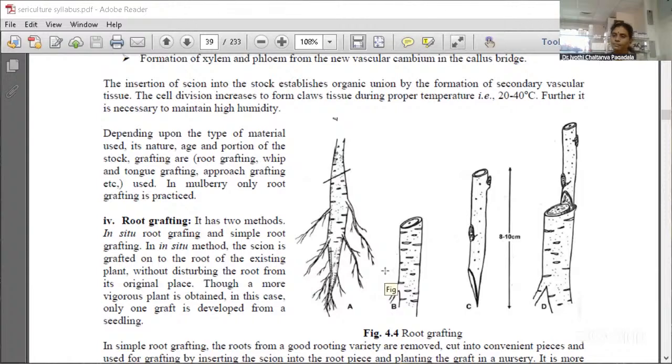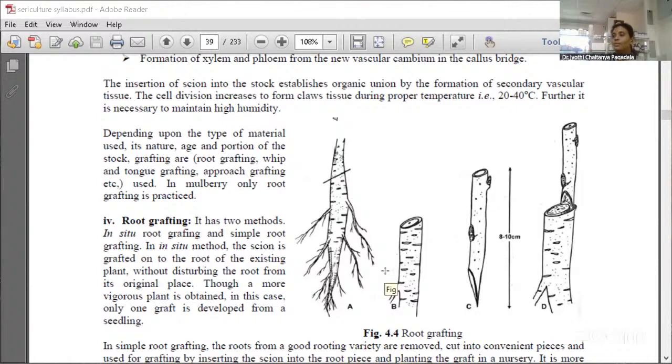Root grafting has two methods. One is in situ root grafting and the other is simple root grafting. What is the in situ method? The scion is grafted on the root of the existing plant without disturbing the root from its original place. Though a more vigorous plant is obtained, in this case only one graft is developed from a seedling.